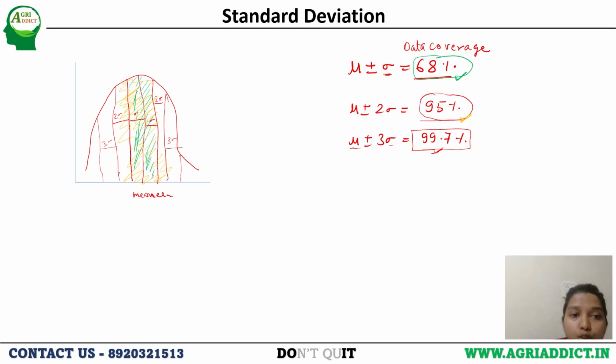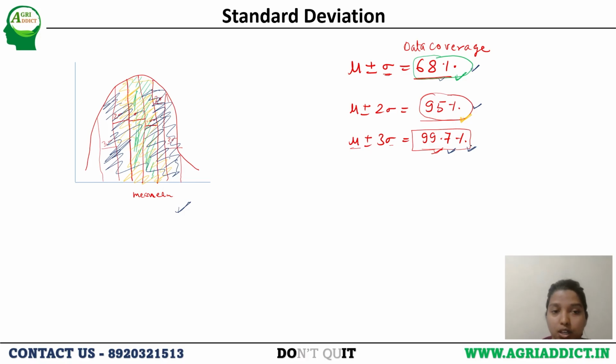Let me take this. So now the data coverage is this much, from this line to this line. 99% of the data will get covered, 99.7% data. So what will be coming? This graph I just made to make you understand. This will not come. This will come if mu plus or minus sigma is there, then how much percentage of data will be covered? So it will be 68%. Mu plus or minus 2 sigma will be covering 95%. Mu plus or minus 3 sigma will be covering 99.7% data.